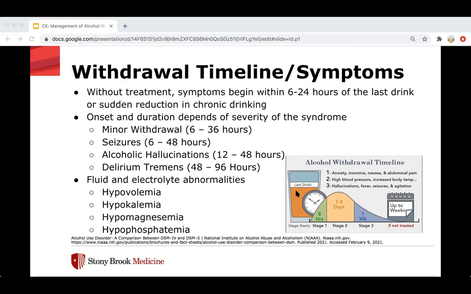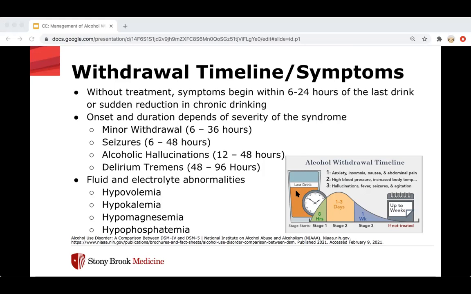So a lot of these patients present hypovolemic, and this is from the diaphoresis, hyperthermia, vomiting, tachypnea, and decreased oral intake from just chronic alcohol consumption. They also will present with hypokalemia, and this is due to renal or extrarenal losses, alterations in aldosterone concentrations, and changes in potassium distribution across the cell membrane.